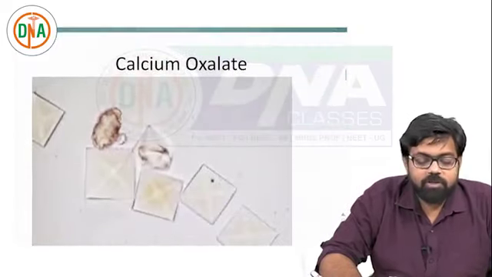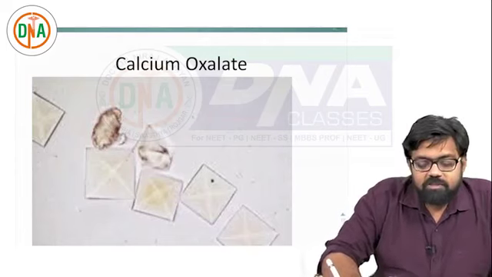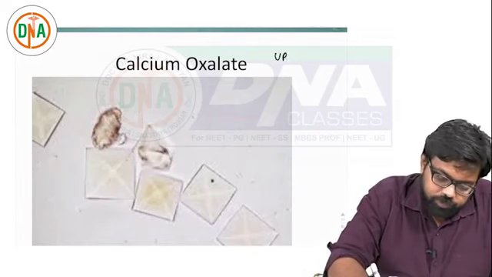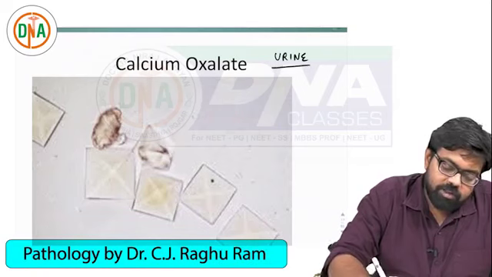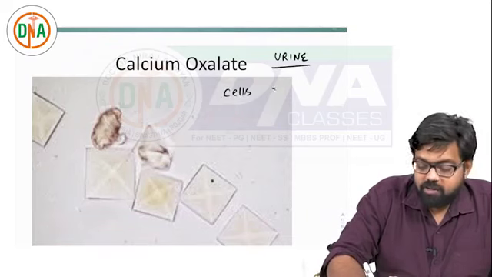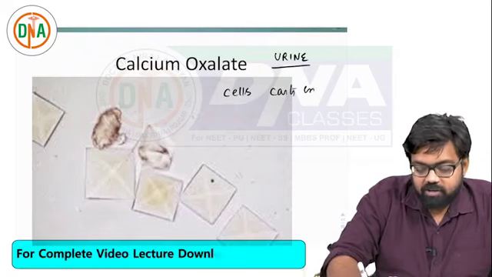Next, also have a look at the crystals. There are three things which can be seen in urine. Three components can be seen in urine: one is cells, the other is casts, and the third is crystals.